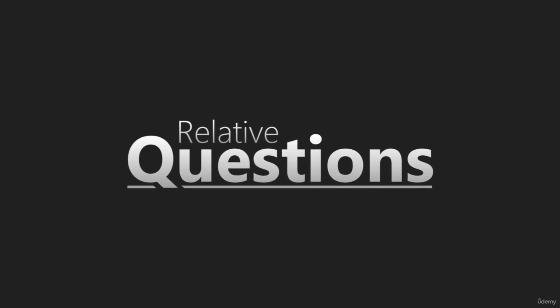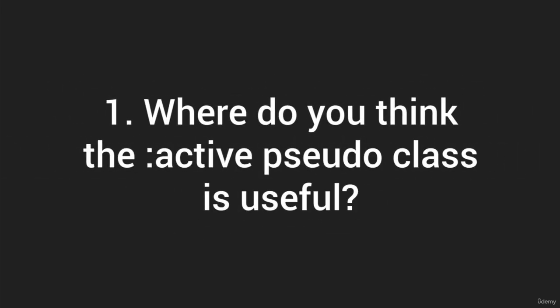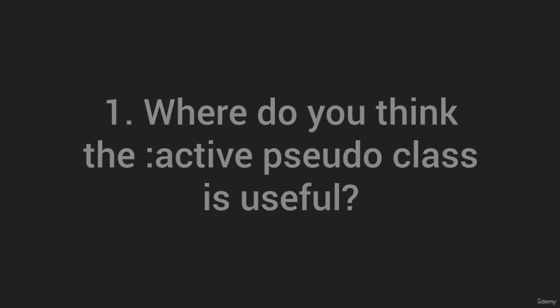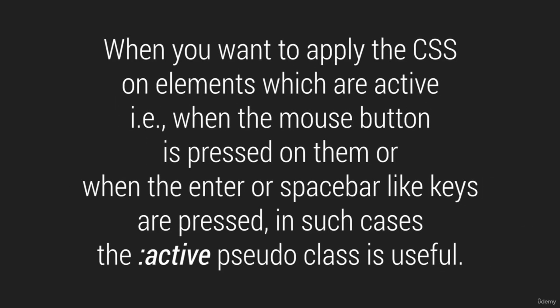Let's talk about the question. So where do you think the active pseudo class is useful? When you want to apply the CSS on elements which are active, that is, the action is being performed on it, when the mouse button is pressed on them, or when the enter or space bar like keys are pressed. In such cases, you see that the active pseudo class will be a great help.